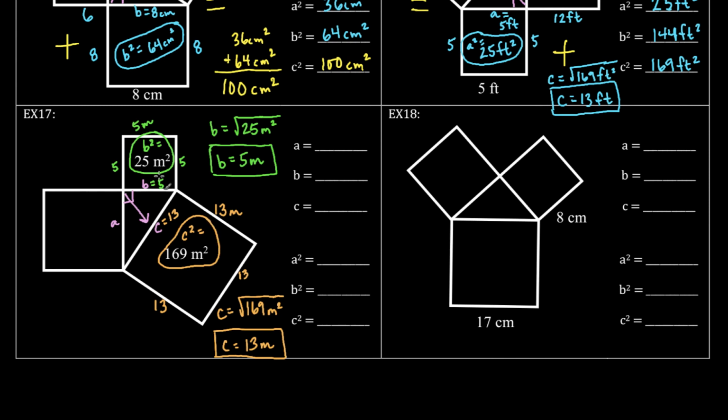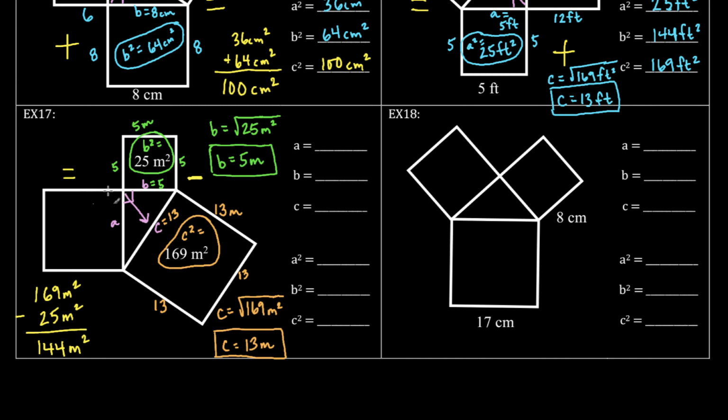And so this time we have the large one and one of the smaller ones, right? So instead of adding this time, we will subtract. We will subtract 25 from 169 meters squared, which should give me this medium one. So I guess I'll keep with the yellow then. 169 square meters minus 25 square meters equals 144 square meters.